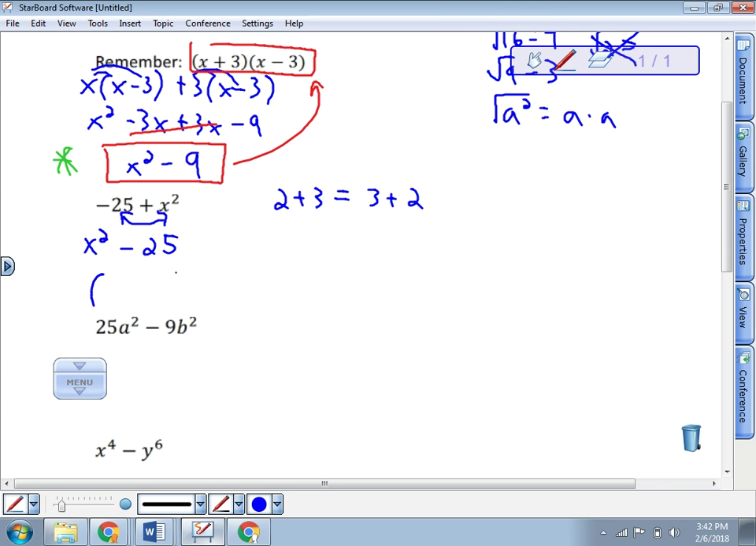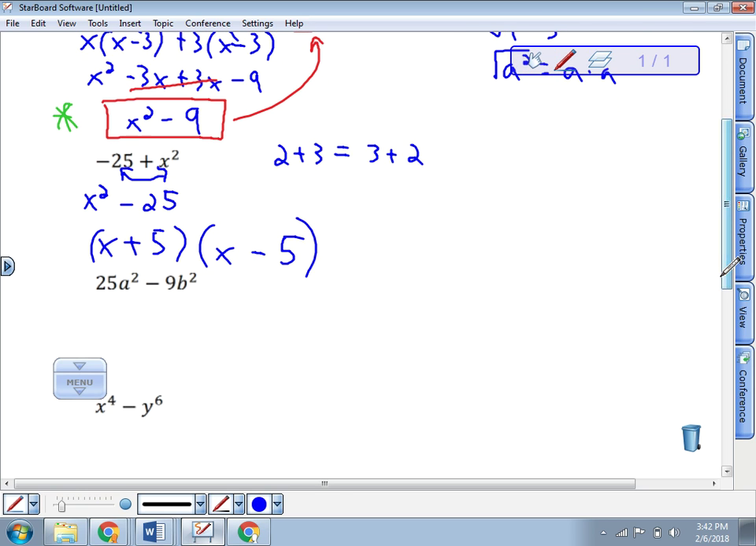So my final answer, I know it's going to be double parentheses. What's the same thing that multiplies into x squared? Well, it's going to be x times x. I know one's going to be positive, one's going to be negative, always. What's the square root of 25? 5 and 5. Okay, let's take a look at some more examples.